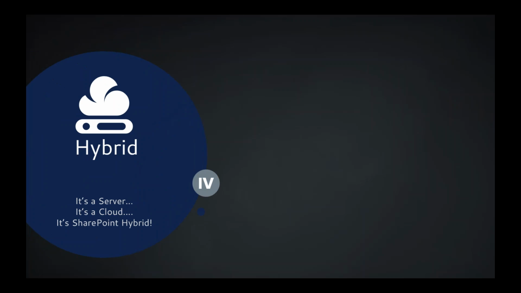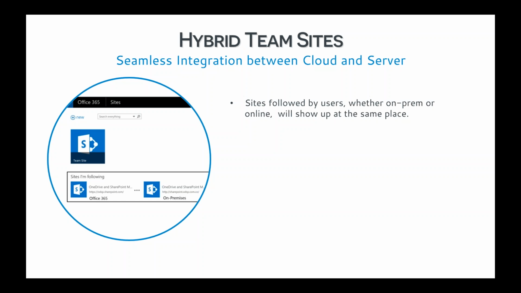Another big topic in SharePoint 2016 is hybrid. What do we have in hybrid? First of all, hybrid team sites. Right now in SharePoint 2013, if you follow a site on premises and a site online, you have to check two places to see all the sites that you follow. Now if you put hybrid team sites in place, you're only going to have one place, because all your followed sites for on-prem are going to be pushed into your Office 365 sites section. So you're not going to have to check two places anymore.